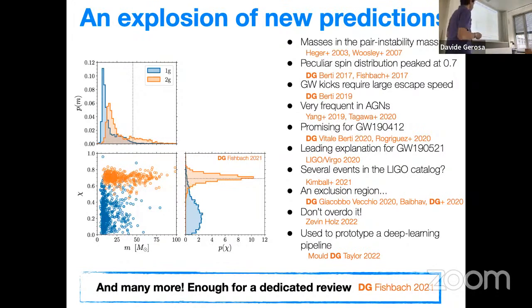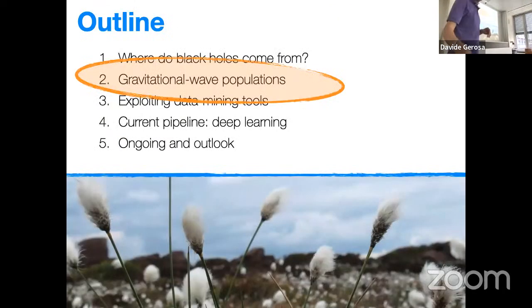So anyway, this whole business was enough for a review that we wrote on repeated mergers in LIGO. So there's more in there. Okay. So the stage we are at is that we have many events, many of them interesting, and we are interested in inferring the astrophysics underneath.